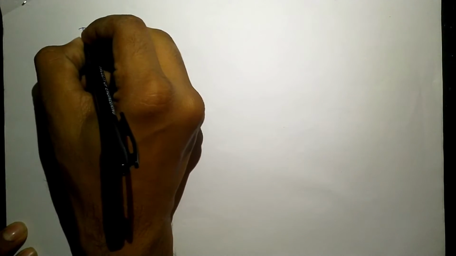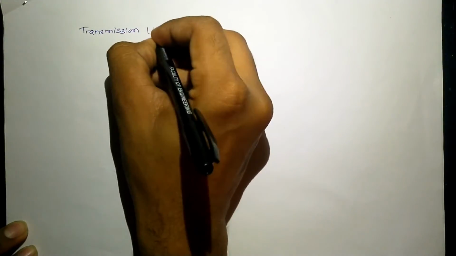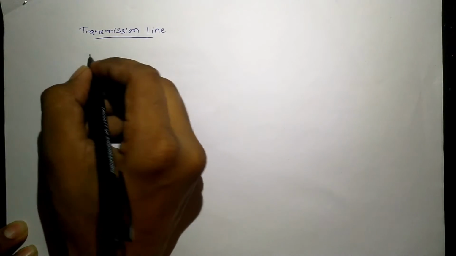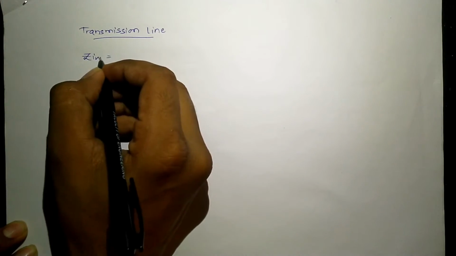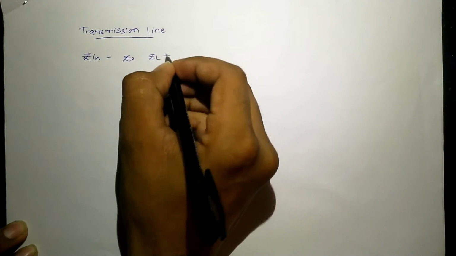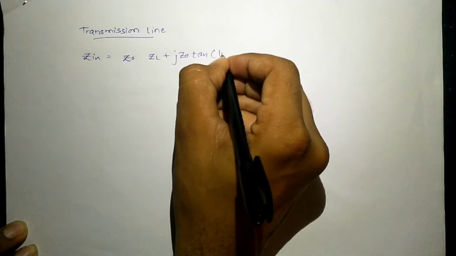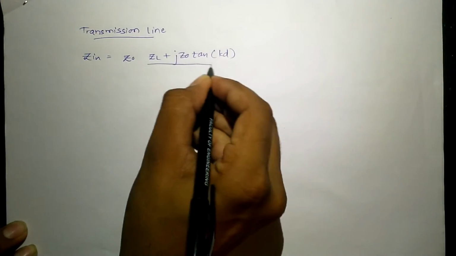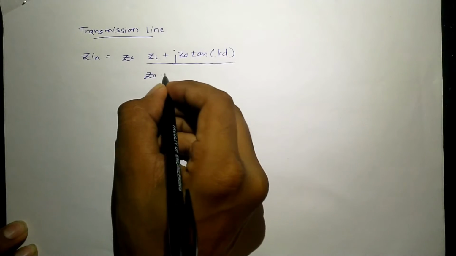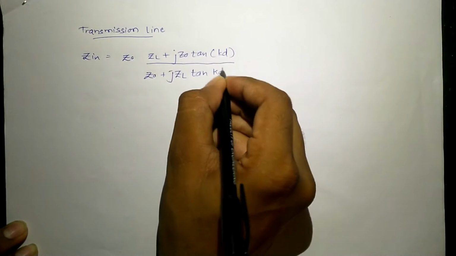In transmission line, we use an equation for input impedance. That is, input impedance is equal to Z0 into (ZL plus jZ0 tan KD) over (Z0 plus jZL tan KD).